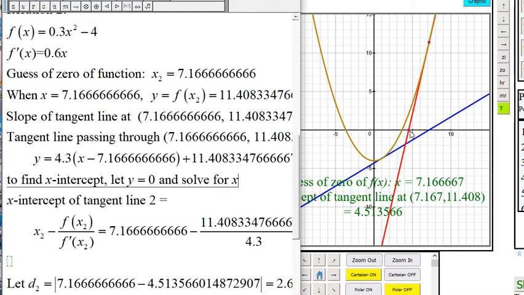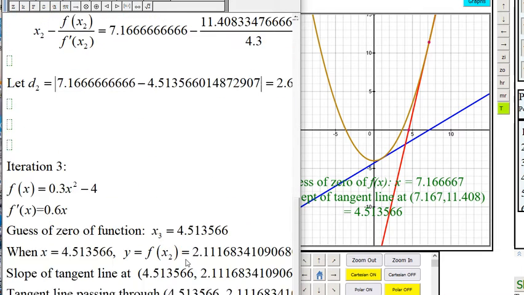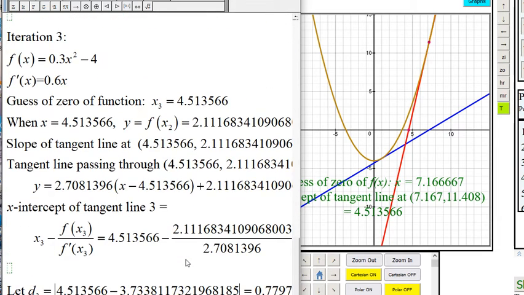So the x-intercept of the second tangent line is 4.5135. And so in iteration number 3, our guess of the zero of the function will be 4.513566. And then we would go through the process all over again. So this time we guess that the zero of the function, or the x-intercept of the function, is 4.513566.